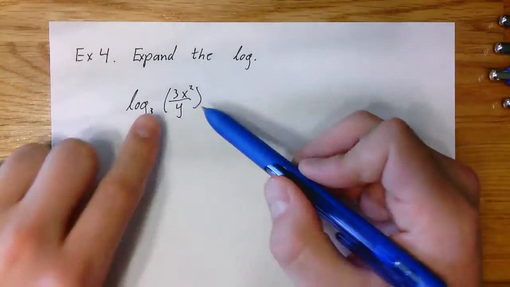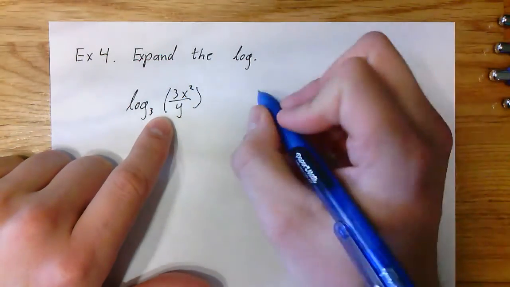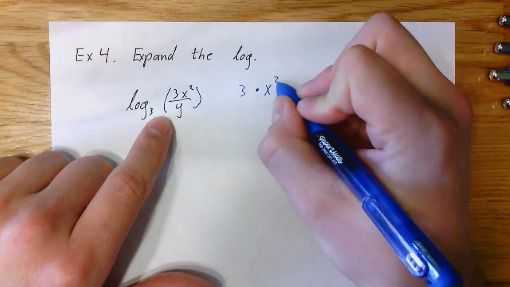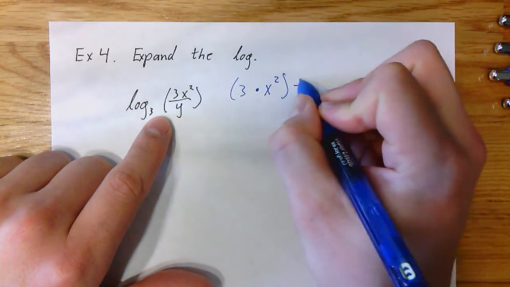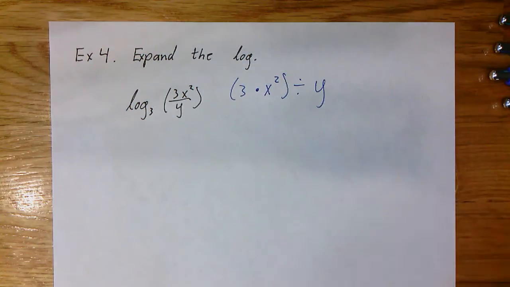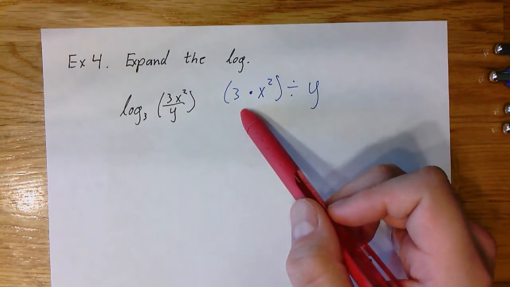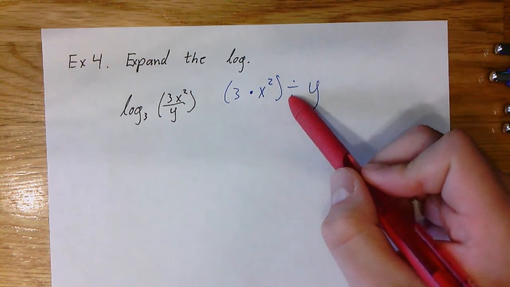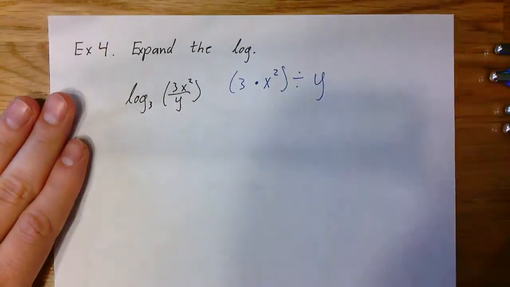Okay, so let's break down our argument first. Let's look at this thing because there's a lot going on here. We have 3 multiplied to x squared, and then that's going to be divided by y. So this multiplying we can break up using our product property. This dividing we can break up using our quotient property. So let's do that first.